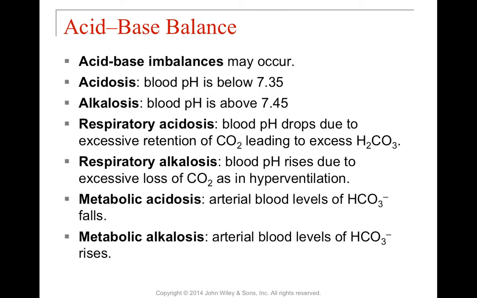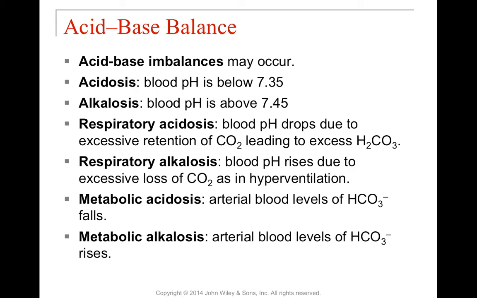So what happens if we end up with an acid-base imbalance? And as I mentioned, you're trying to stay between 7.35 and 7.45. If you end up below 7.35, that's called blood acidosis. If you end up above 7.45, that's called blood alkalosis. Now this can happen one of two major ways. One is through errors in respiration, and one is through errors in metabolism.